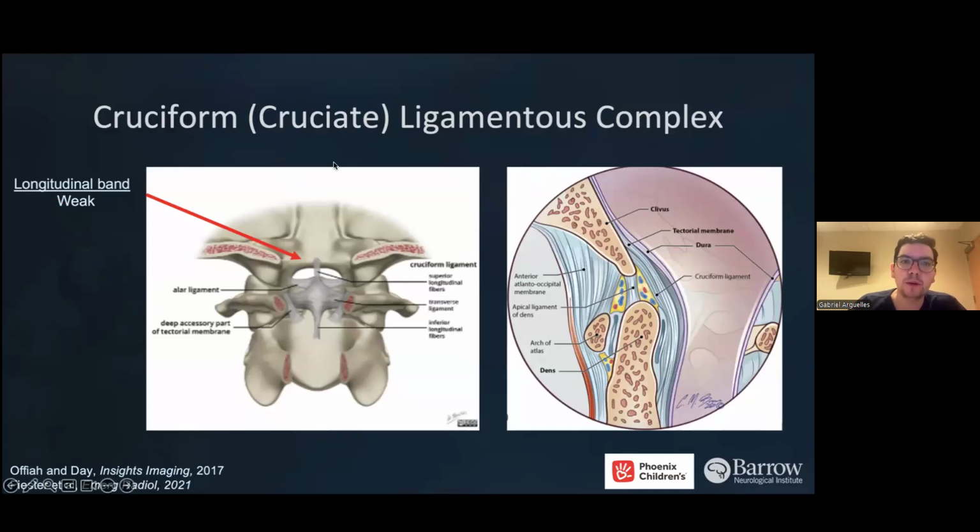So here's the cruciform, also called the cruciate ligamentous complex. It's comprised of both longitudinal and transverse components. First we'll talk about the longitudinal band. That is not the important part of the cruciate ligament when it comes to stability. The much more important part for stability is the transverse ligament, which we'll talk about next. But to briefly go over this one, it arises from the posterior aspect of C2 and inserts up on the clivus. There's a part that goes superiorly and a part that goes inferiorly, as you can see in this image here.